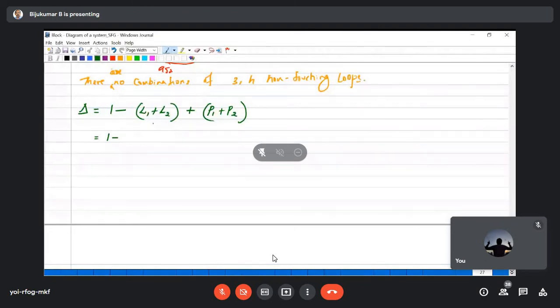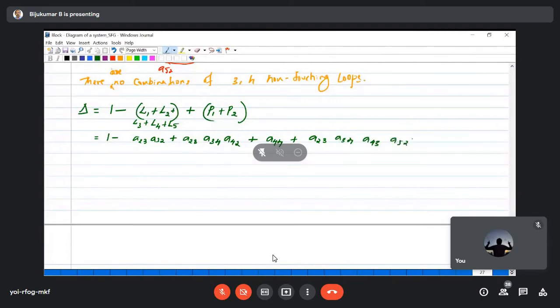So L3, L4 plus L5. Right. So if we add that, we get A23, A33 plus A23, A34, A42 plus A44 plus A23, A34, A43, A52 plus A22, A35, A52. Right.